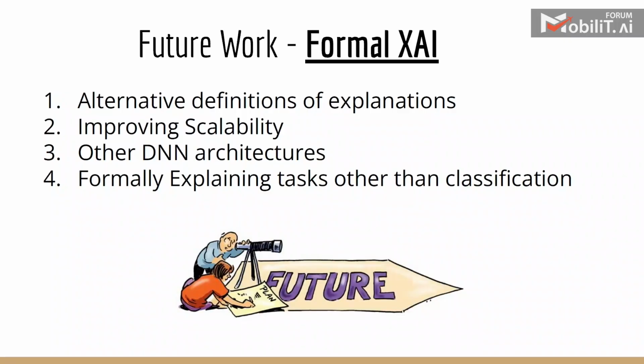For future work in formal explainability, we are looking at alternative definitions of explanations. Of course, as you might know, there isn't one correct way to define an explanation. There are many different forms, and we are looking at other possibilities. I just talked about some of these forms. We're thinking about and working on formally verifying other forms of explanations. We're looking at improving the scalability of this entire approach. We're looking at other DNN architectures and formally explaining tasks other than just classification. So this is for the years to come, and thank you.